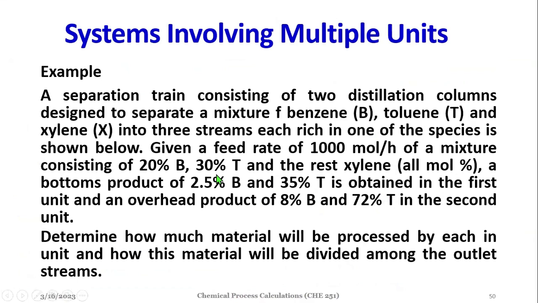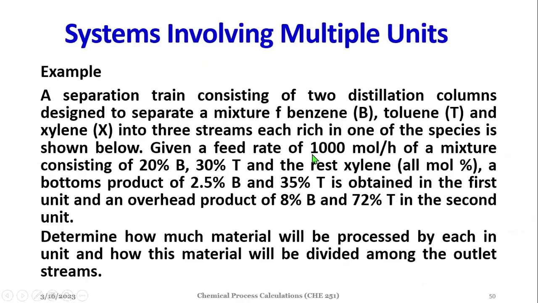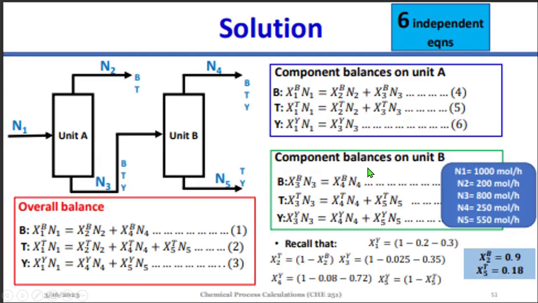We have a case where we are trying to separate three components, and we want to use two units based on the question. So the question is telling us that we have unit A and we have unit B. And from the diagram, we see the bottom stream of unit A going into unit B. The question gives us the value of N1, that's the 1000 moles per hour here. And it gave us the composition of that stream: 20% B, 30% T, and then the rest for xylene. So that's going to be the composition of the feed.